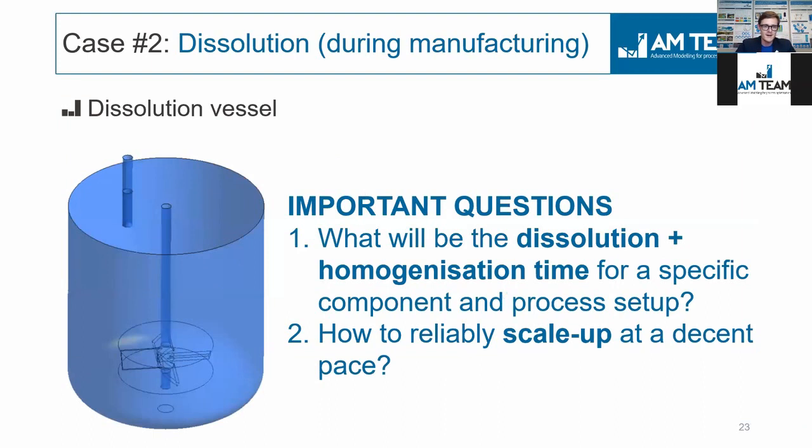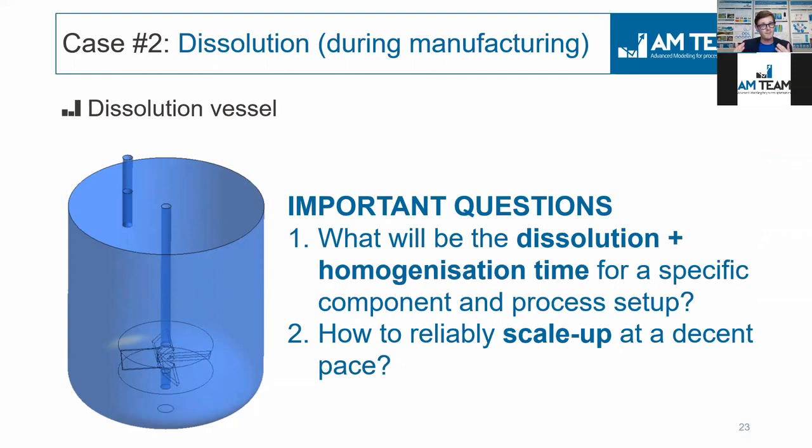This is a dissolution vessel with an impeller, a very simple system. You have a couple of manholes, a shaft, and the impeller. Very important questions here are, first, what will be the dissolution and the homogenization time for my specific components in that specific setup?